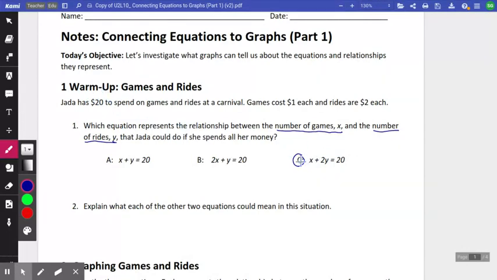Now that we are in agreement that equation C is the equation that represents this situation, equation A and equation B are still equations. And they might not represent this situation, but they could represent a different situation. So in number 2, that's what we're going to do. We are going to explain what these other 2 equations could mean in this situation of games and rides. They don't represent this description here in number 1, but they do represent something. What is that? Go ahead, pause the video now and try number 2.